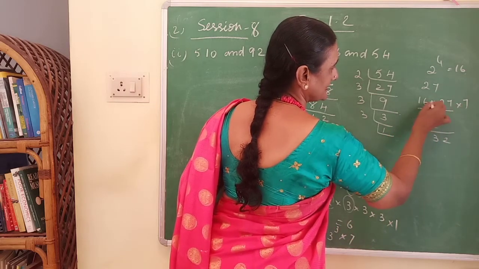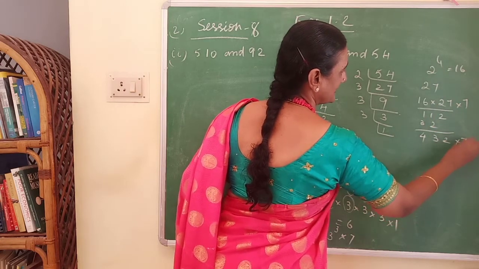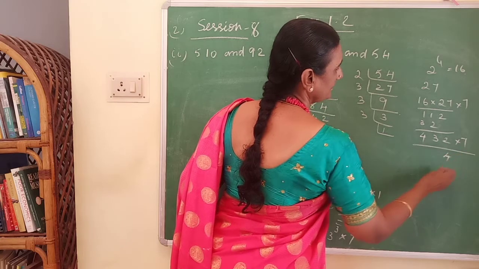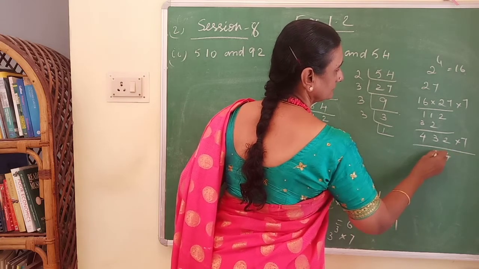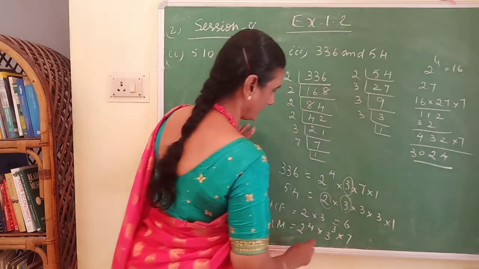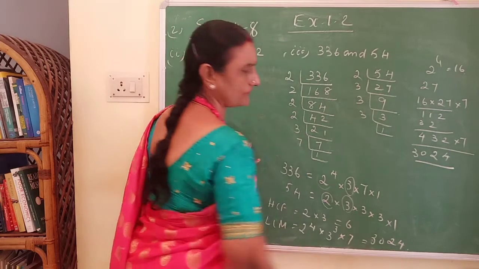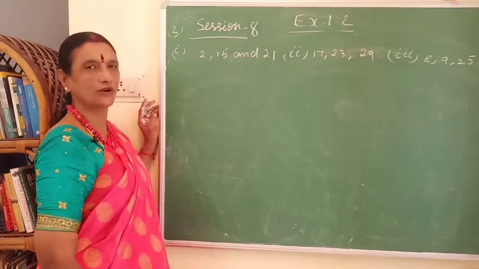So 16 7s are 112 and then 16 2s are 32, multiplied by 7. That gives you 3024. Therefore, the LCM is equal to 3024. We have to finish like this. Let us move on to the third sum.